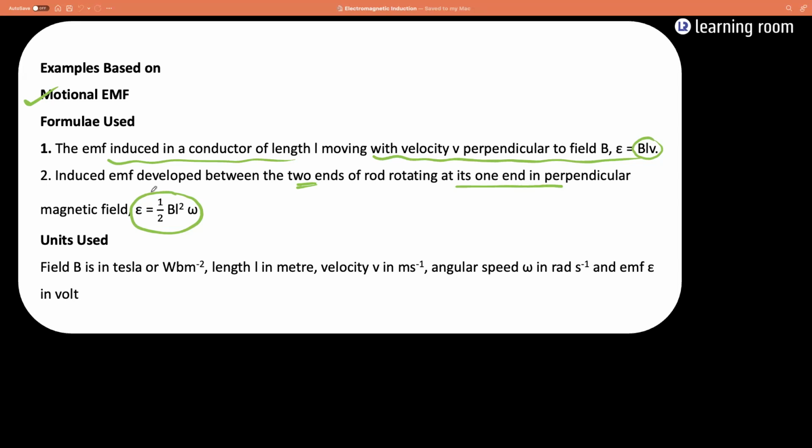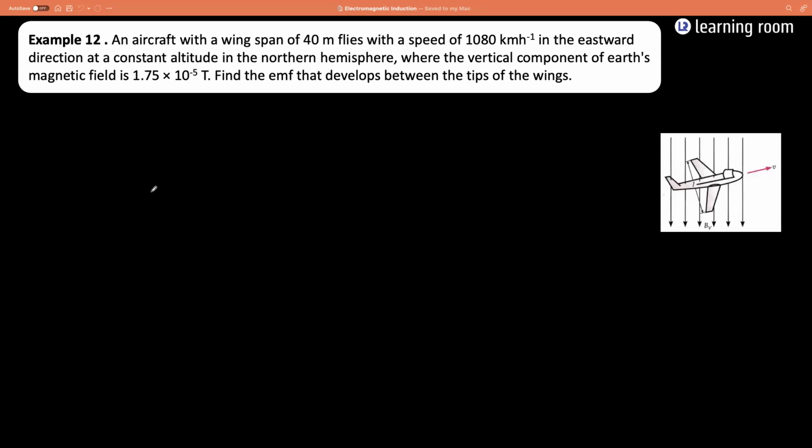Okay. Can we solve this problem? An aircraft with a wingspan of 40 meter flies with a speed of 1080 kilometer per hour in the eastward direction at a constant altitude in the northern hemisphere, where the vertical component of the Earth's magnetic field is 1.75 into 10 power minus 5 Tesla. So what is going to be the EMF induced?